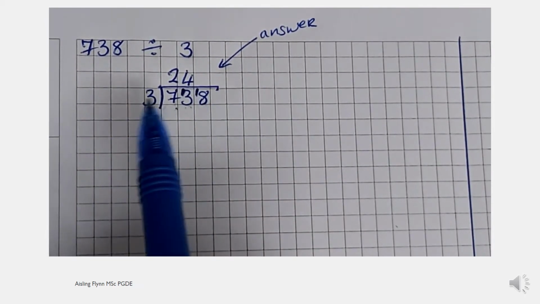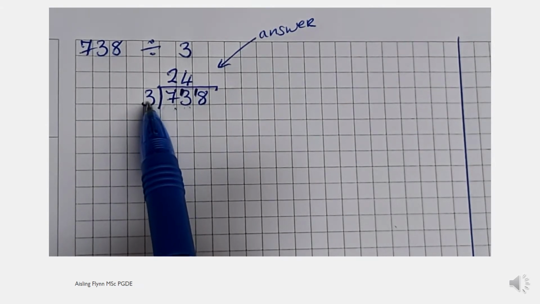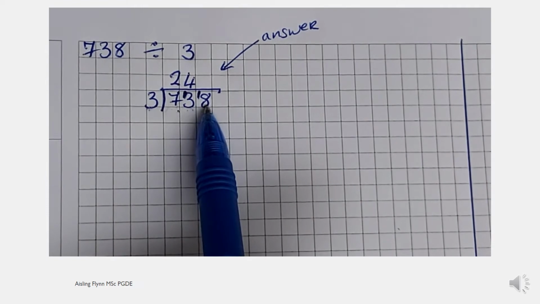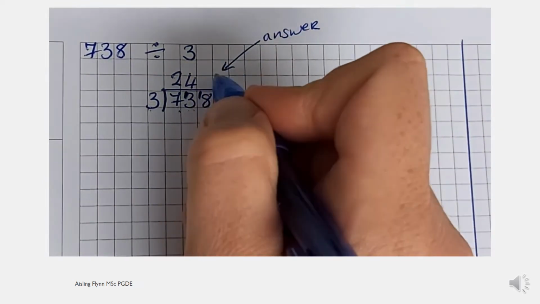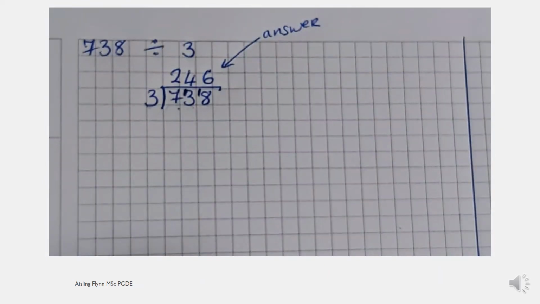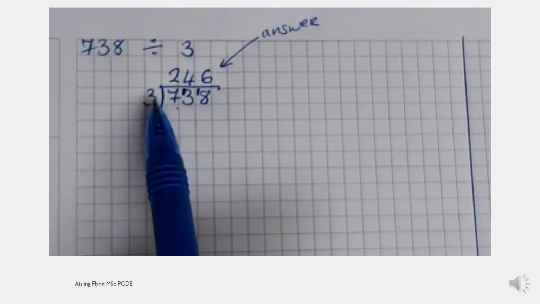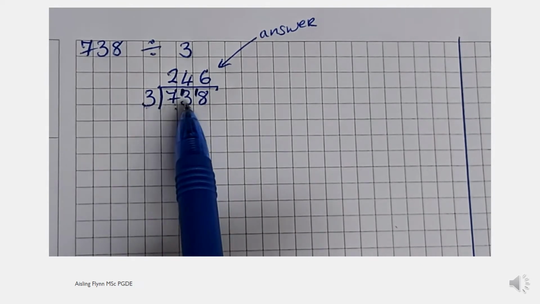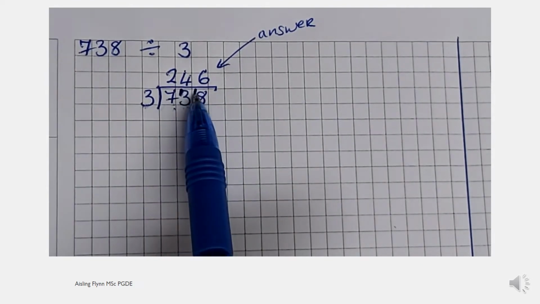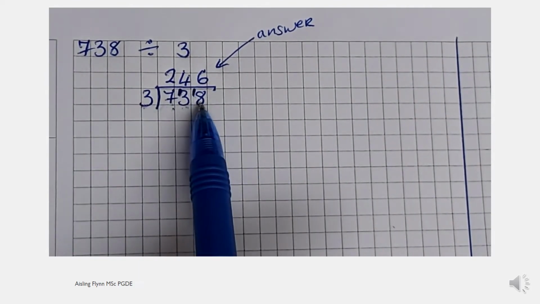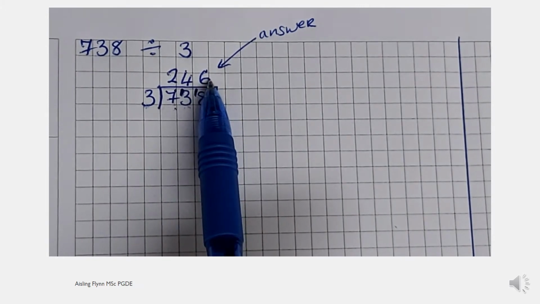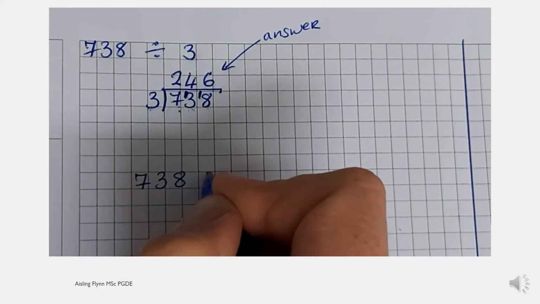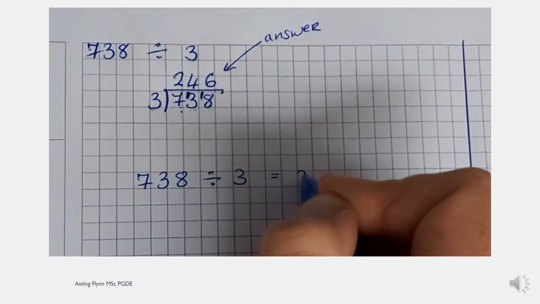So, repeating once more, 3 into 18 will give me 6. Okay, so 3 into 7 twice and 1 extra. 3 into 13 4 times and 1 left over. 3 into 18 goes 6 times. So we can finish by saying 738 divided by 3 equals 246.